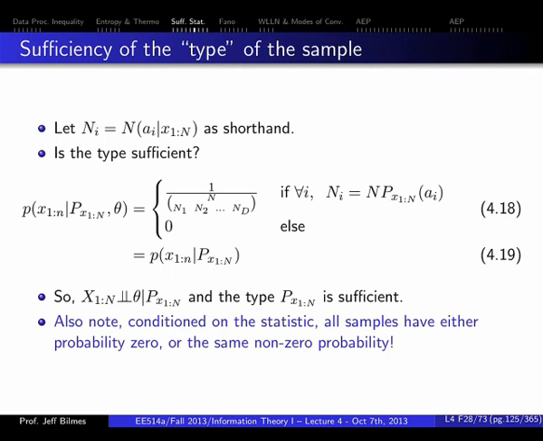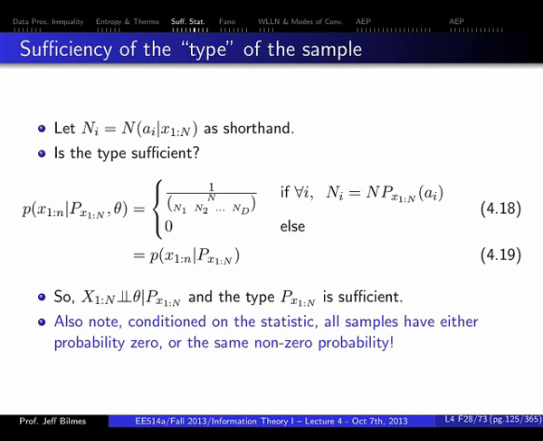The other thing that's kind of interesting is that, conditioned on the statistic, all samples have either probability 0 or the same non-zero probability. Now, that should be taken with a little bit of a grain of salt, because it's the same up to the number of times each symbol occurred in the sample. But this is sort of all well known.